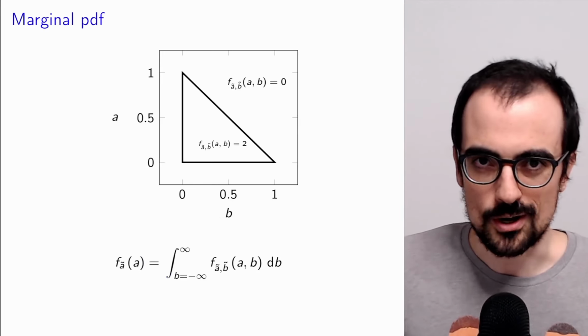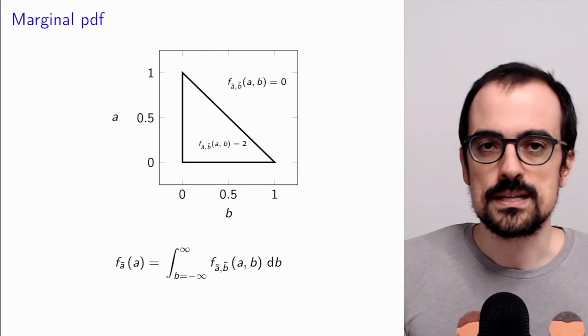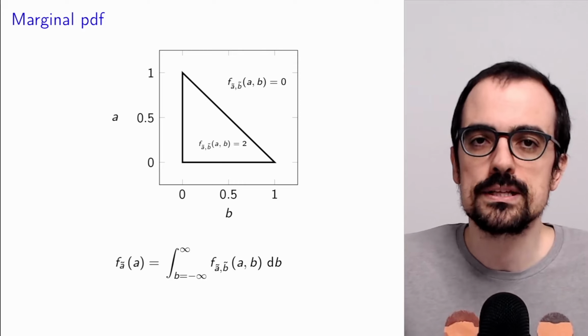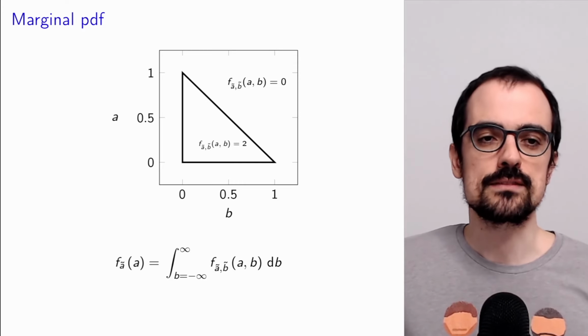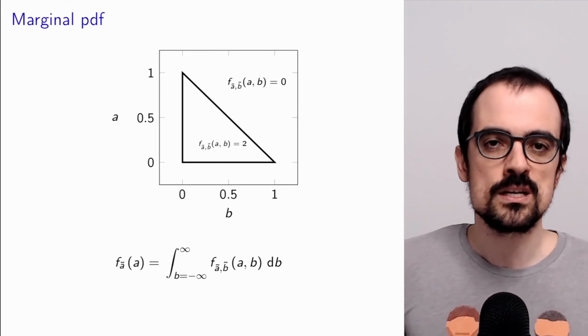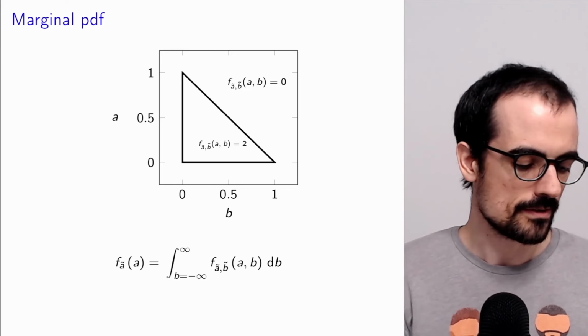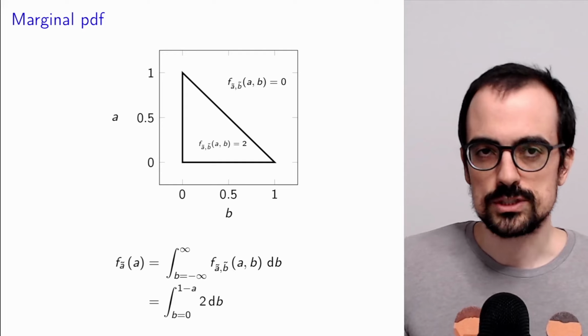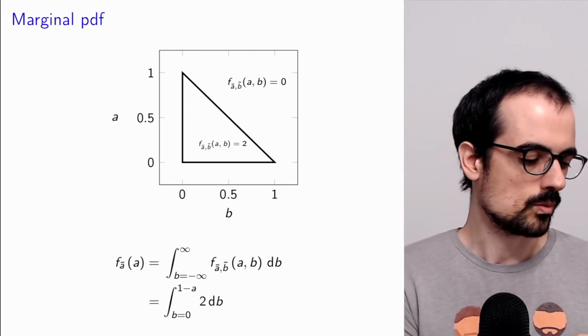Okay, so let's go back to our example. We're going to need the marginal PDF of A, and it's instructive to compare it to the conditional. So remember that for the marginal, we have a whole video on this. You just need to integrate over the other variable. So we just integrate over B. We integrate the joint PDF, which is equal to 2, from 0 to 1 minus a.